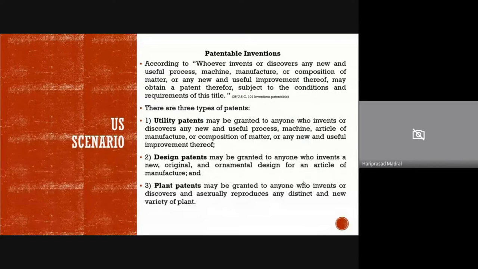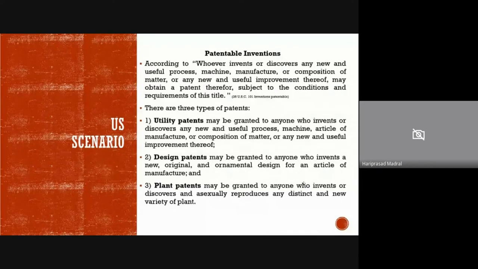Apart from that, according to US section 101, there are three categories of patents: utility patents, design patents, and plant patents. Utility patents include the manufacturing of an article, the process of an article, or a composition of matter. All these technical inventions are covered under utility patents. Design patents are granted to inventors who create a new, original, ornamental design, or new design configuration or design features of an article which is supposed to be manufactured. That design configuration is protected using design patents.